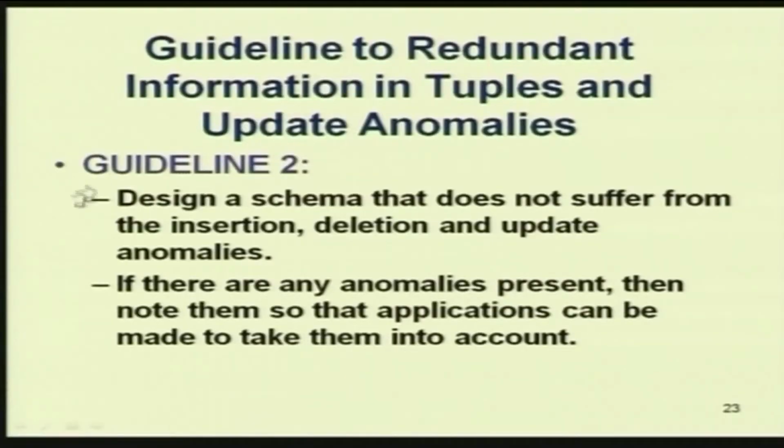With that in mind, let us go to guideline 2. Guideline 2 has to do with redundant information in tuples and the resultant update anomalies. Design a schema that does not suffer from insertion, deletion and modification anomalies. If there are any anomalies present that you cannot avoid, then you have to note them down, so that the application can take care of them. This is an extra burden that you are putting on the application. Therefore, it is better to avoid these anomalies as far as possible.